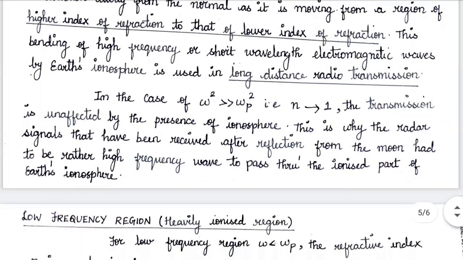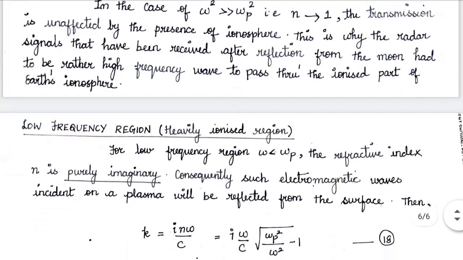So this is the reason how electromagnetic waves or the radio waves reach the moon. Okay, this is for a high frequency region.